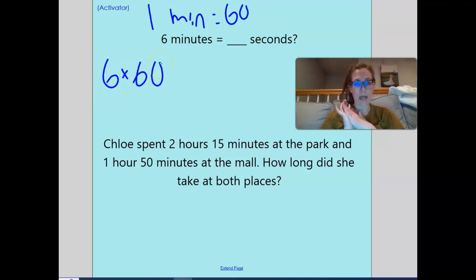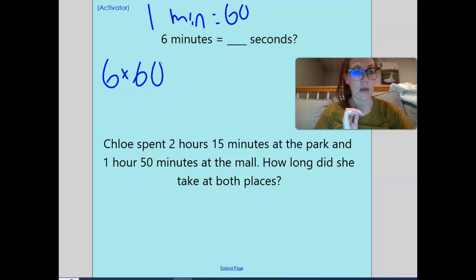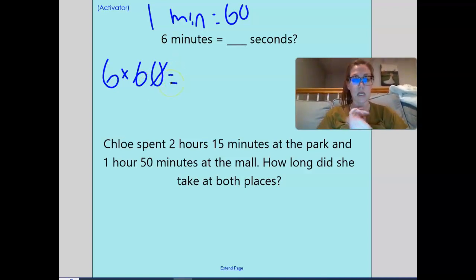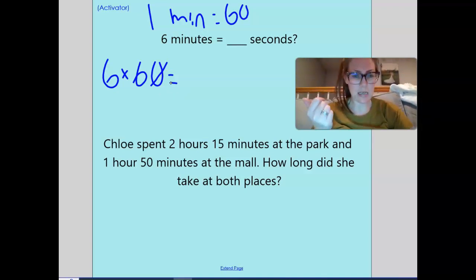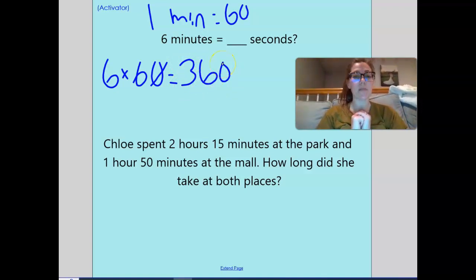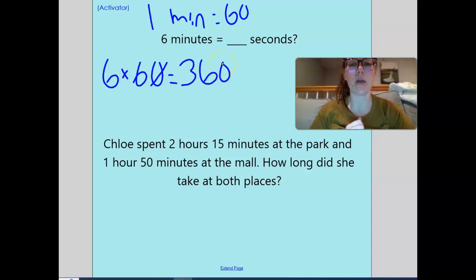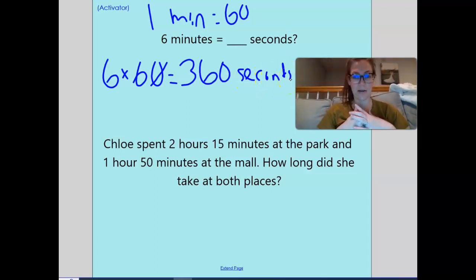Love when a number ends in a 0 with multiplication. Hide the 0 at the end. 6 times 6 is 36, and then we hid 1 0, so we'll pop the 0 back on. So 6 minutes is equal to how many seconds? 360 seconds. Yes? We're good? Okay, awesome.